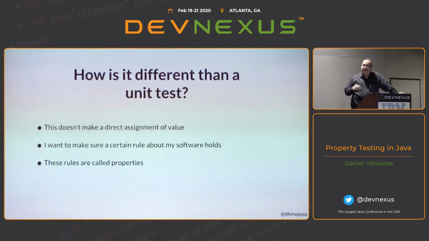I'm not thinking in that regard when it comes to property-based testing. With property-based testing, again, everything is random. I don't know what is going to be input into this, and that's going to be the greatest part about all this. So I want to make sure that a certain rule holds for my software, okay?